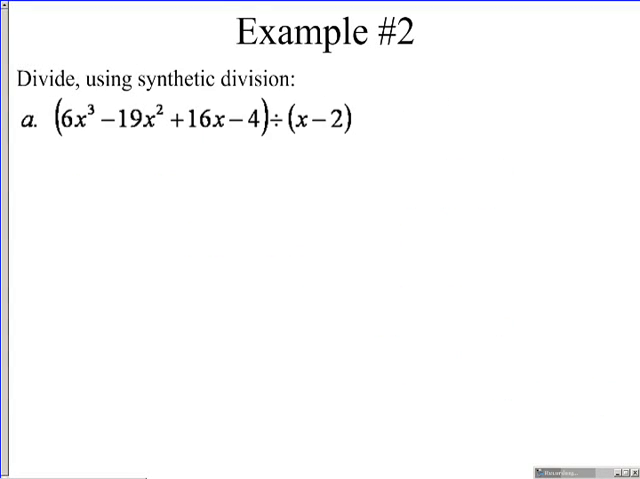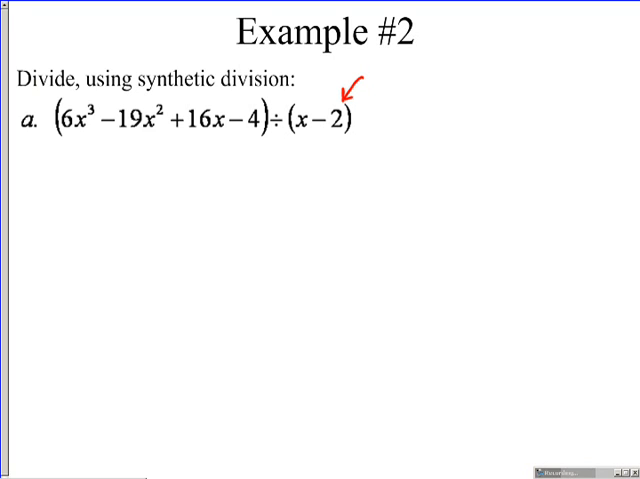So that's long division. Synthetic division now. Synthetic division is a preferable way of dividing just because it's quicker. However, you're going to have to know how to do long division, because synthetic division is only useful if the polynomial you're dividing by is degree 1.